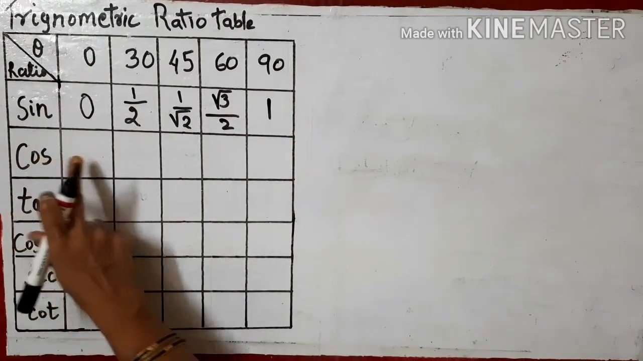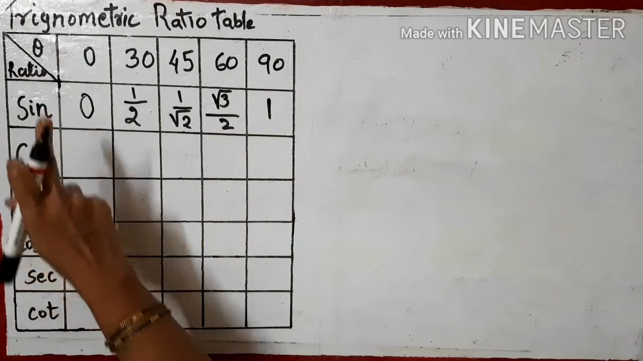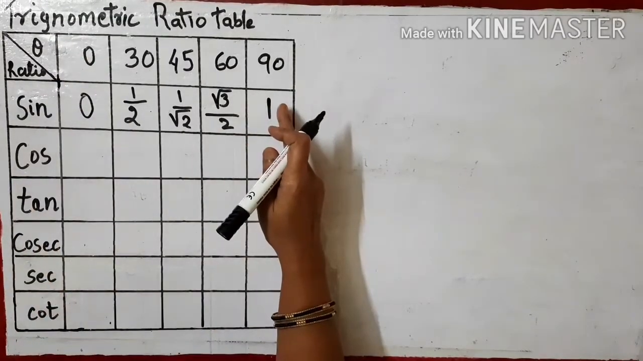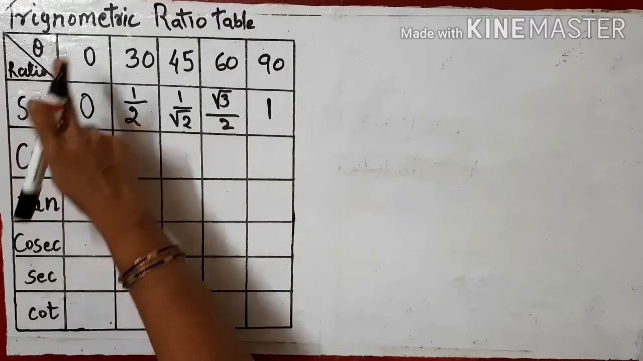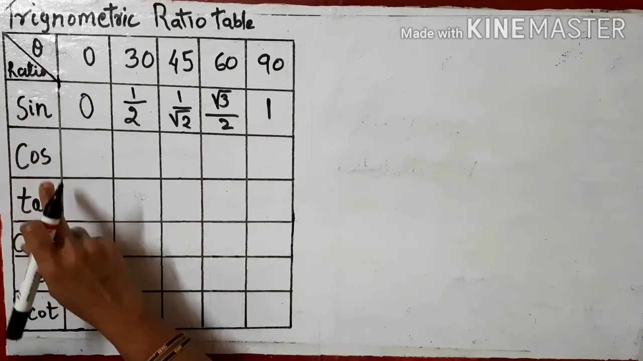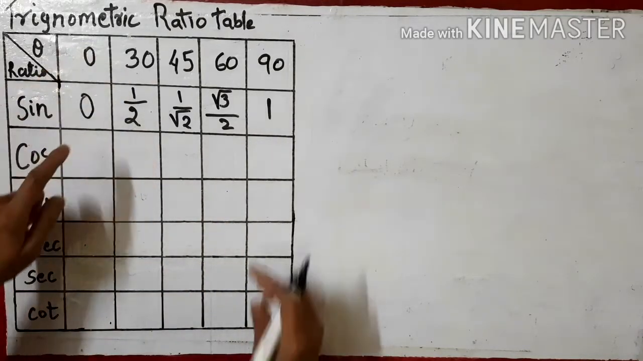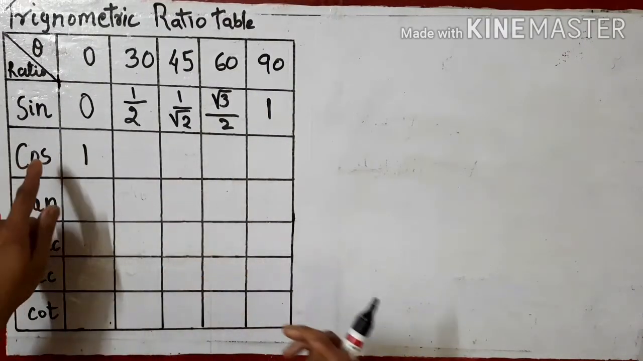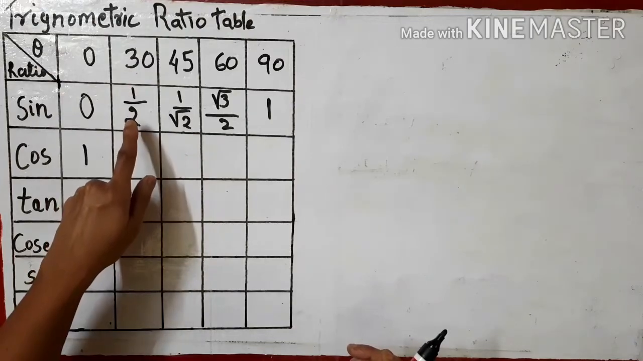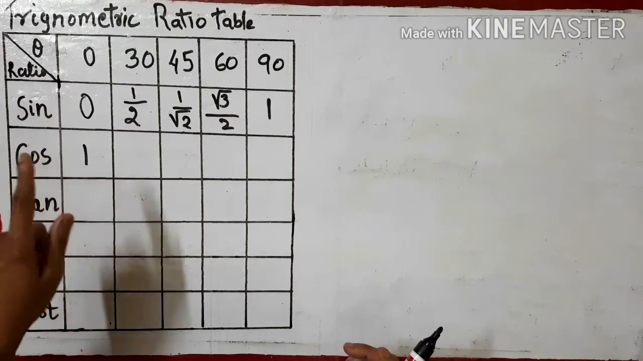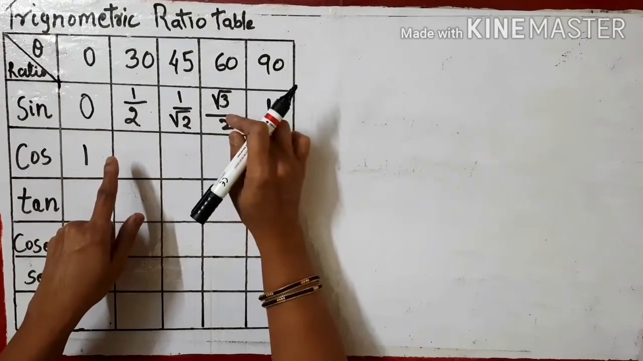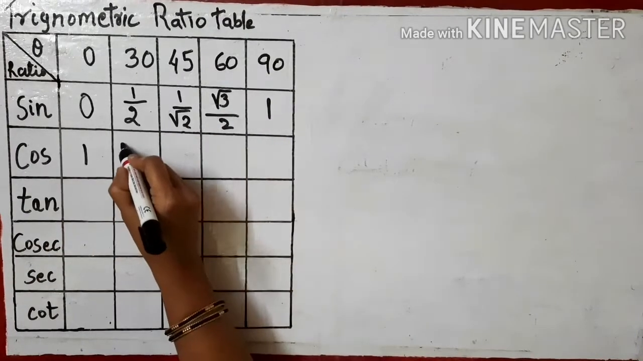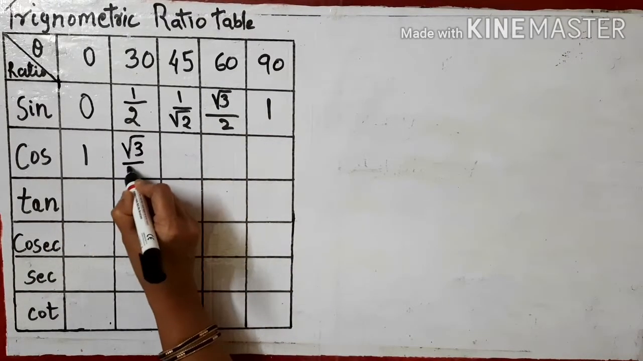Now we are going to find the values of the second line, that is cos of 0. They will come in the reverse order. Sine of 0 is 0. You can remember this as cos of 0 will be from reverse order, 1. So it will be 1. Then sine of 30 is half. So cos of 30 will be from this side. It will be root 3 by 2.